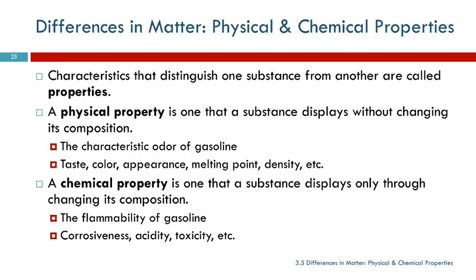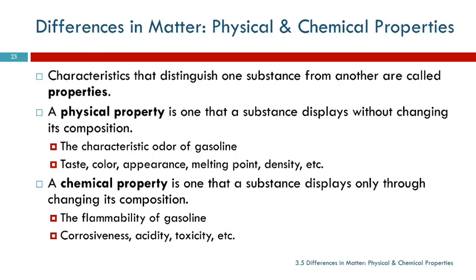So we've observed that matter has different properties. I personally don't care for tomato soup, but I do like chicken noodle soup. The characteristics that distinguish one substance from another are called properties. And of course, we can take the properties and categorize them as well. So we break the properties into two different types, physical properties and chemical properties.